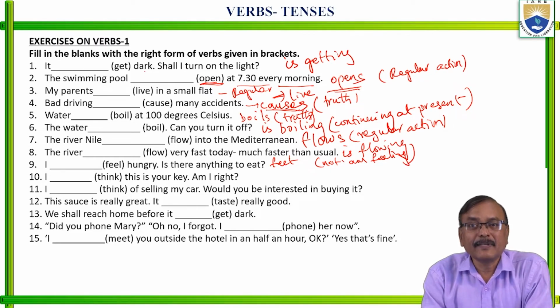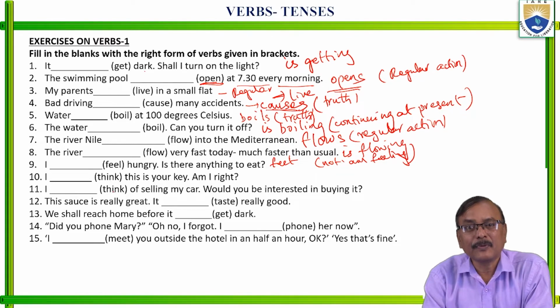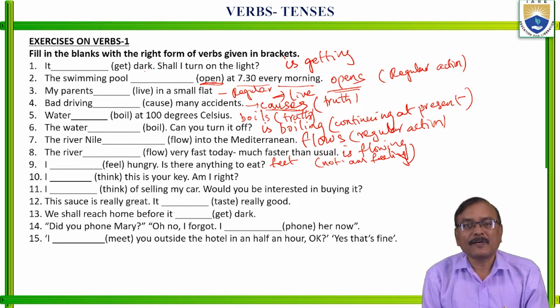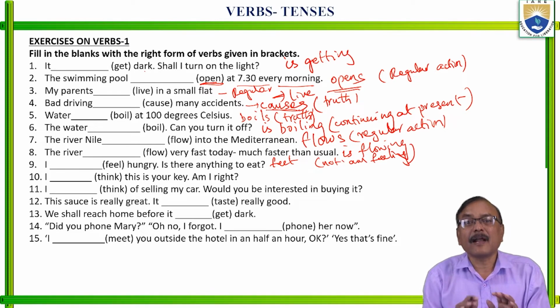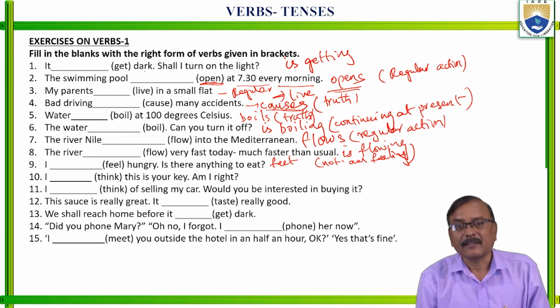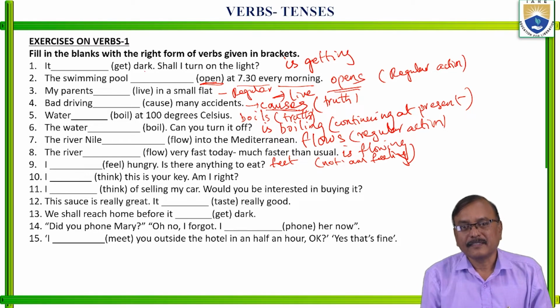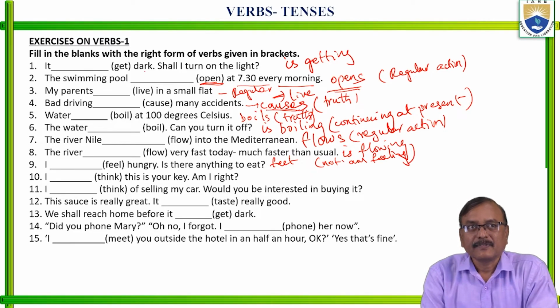Here, verbs like feel, think, hope, wish, love, like, contain, possess. There are some verbs here. Those verbs are called stative verbs. Stative verbs means non-progressive verbs. We can't see the progress of the action. Is it clear? We can't see the continuation of the action.